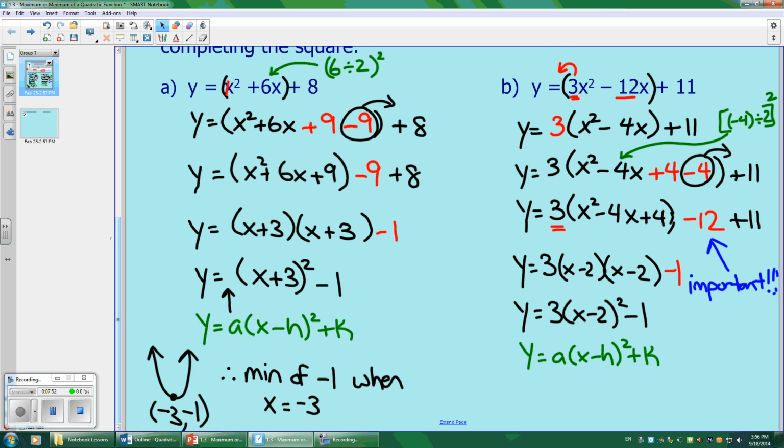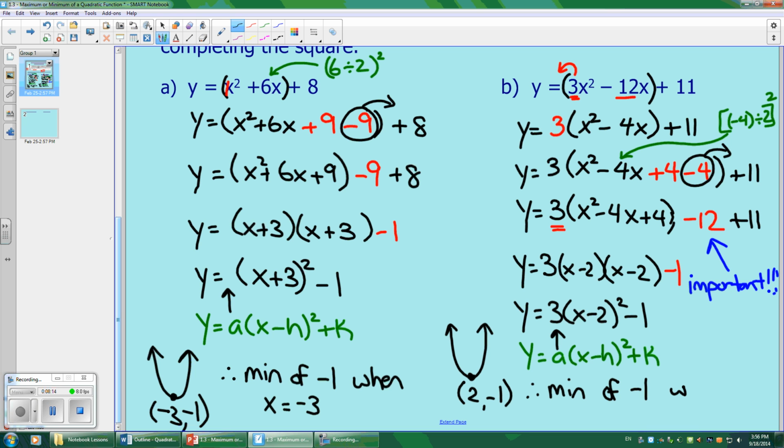So that's now in vertex form. Since a is 3 and it's a positive, we know it's a minimum again because this guy is pointing upwards. Okay, the vertex is going to be positive 2 and negative 1. So therefore, we have a minimum of your k value, which is negative 1, when x equals positive 2.